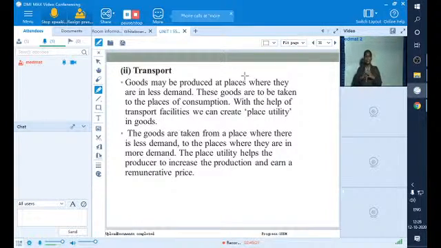And transport: goods may be produced at places where they are in less demand. If my good is not in demand in a particular place, I need to go to another place where the good has demand. So these goods ought to be taken to the places of consumption, where I have a demand. For going to that place, I need transportation. With the help of transport facilities, we can create place utility in the goods. The goods are taken from a place where there is less demand to a place where they are in more demand. The place utility helps the producers to increase production and earn a remunerative price.